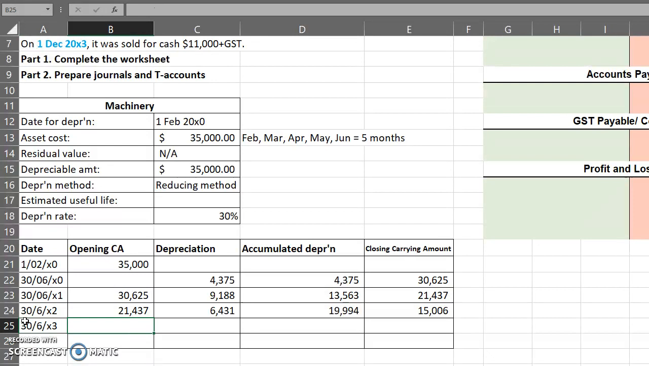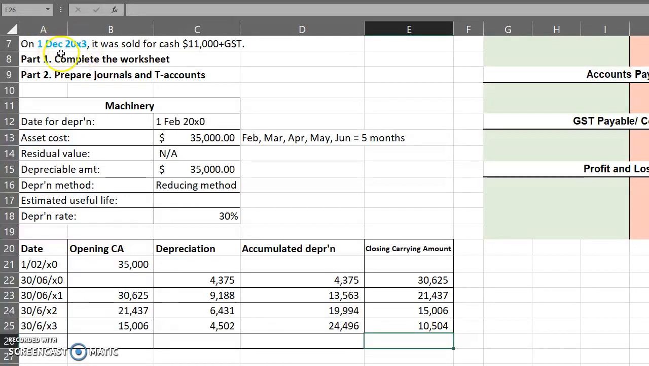In 2003, closing carrying amount is 15,000. So depreciation now is 1506 times 30%, and accumulated depreciation is again last year plus current year. Closing carrying amount is 35 original minus as much as we have already depreciated. Okay, now let's see what happens then. 1st of December 2003, the machine was sold for cash.